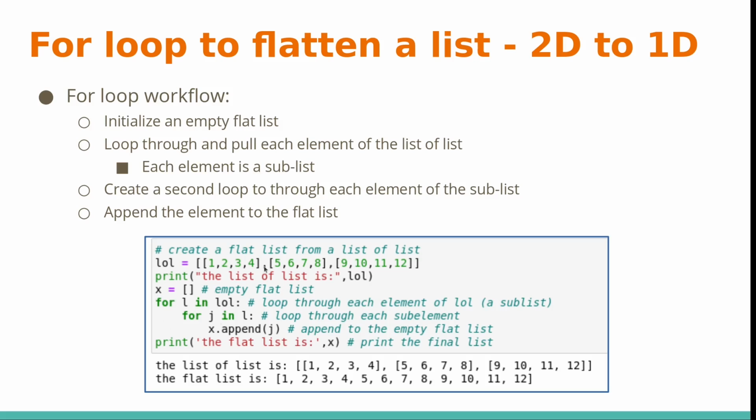Next, it goes back and L pulls the second element, which is 5, 6, 7, 8, and brings it in. And then I'm going to take the J in L and parse out 5, 6, 7, 8, and keep appending it, and then do 9, 10, 11, 12. Again, keep appending it. At the end, if I print the flat list, X, this X is where I'm appending my values, it'll write the flat list here.